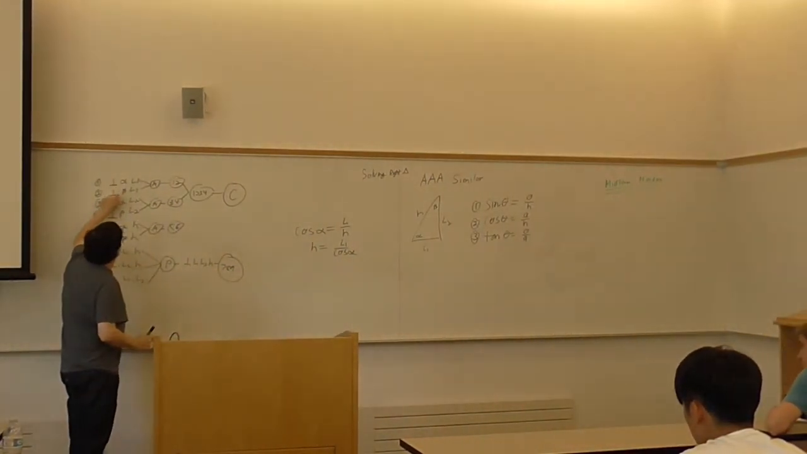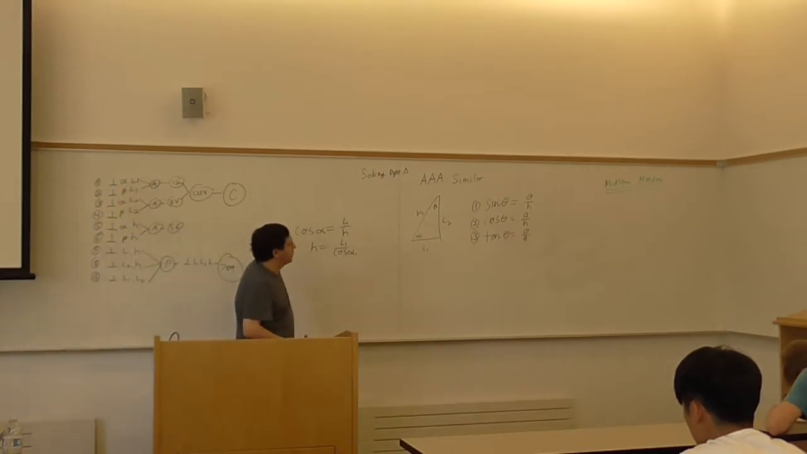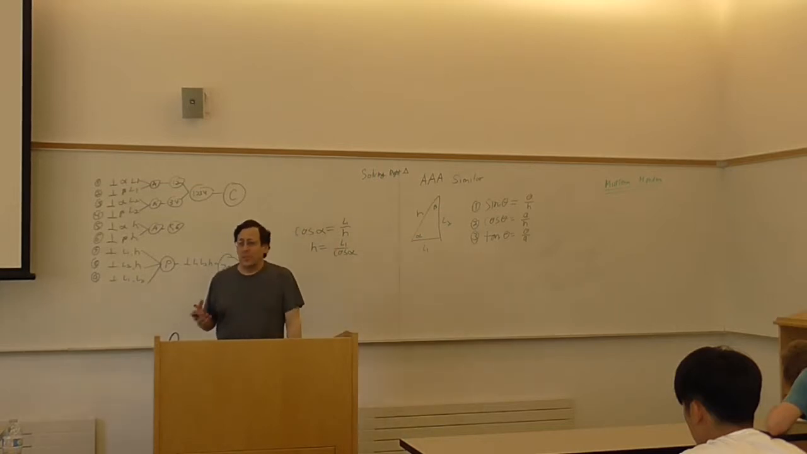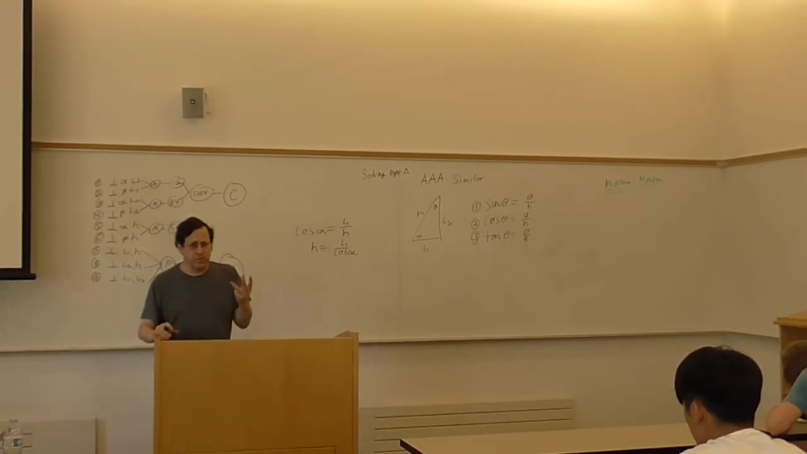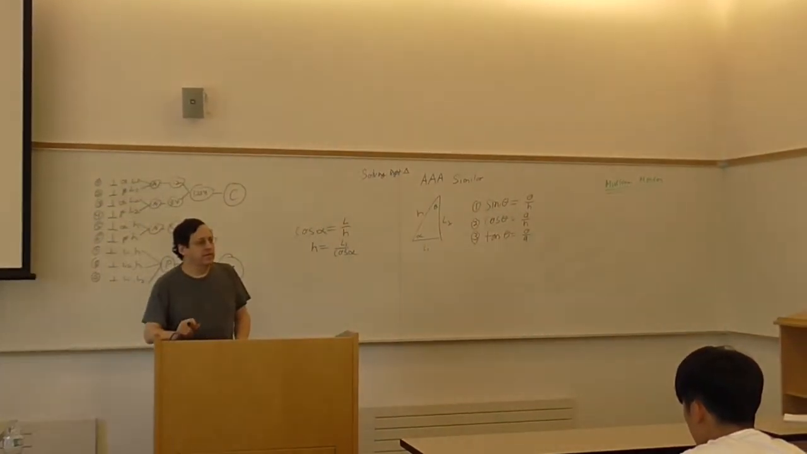I know alpha and beta. I either know L1 or L2, and now I have the hypotenuse. Okay. I'm not quite done, right? I've got 3 angles and 2 sides. I want to find that 3rd side. How can I find that 3rd side? Hint: there's at least 3 different ways to do it.